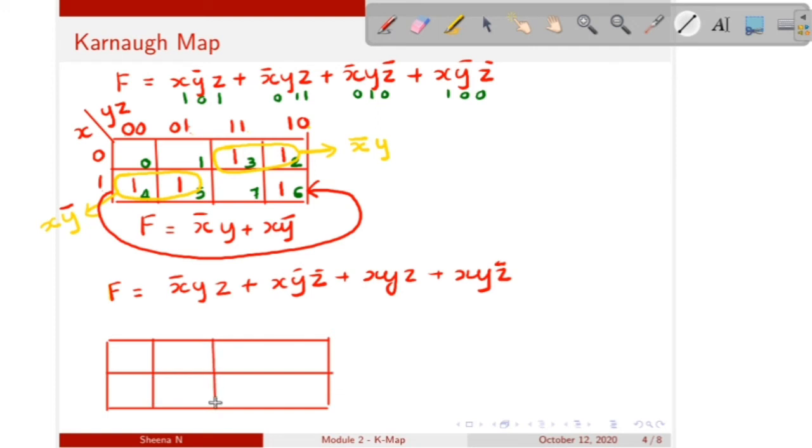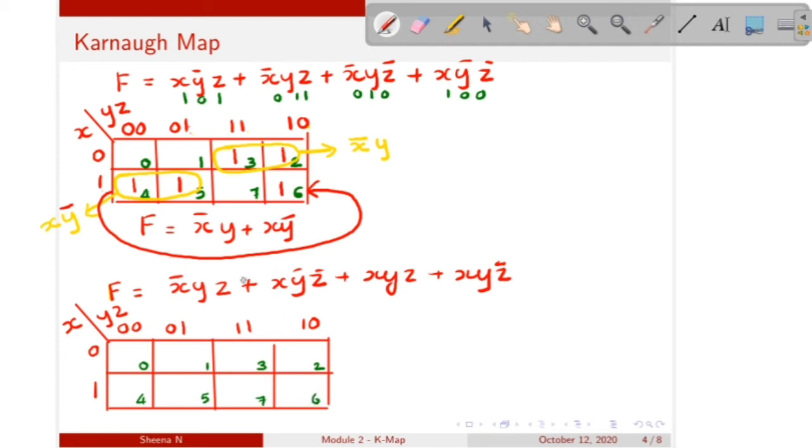It has 8 squares representing the 8 minterms. So here we can write the variable x and here yz. x can have value 0 and 1, and yz is 0 0, 0 1, 1 1, 1 0. So we can write the minterms: 0, 1, 3, 2, 4, 5, 7, 6.